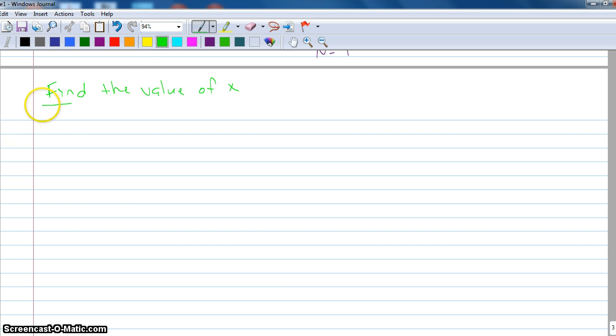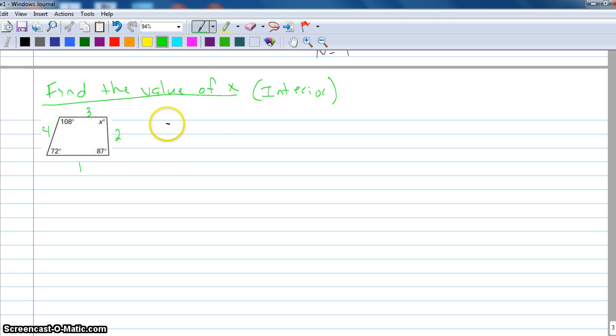There'll be 2 examples. Find the value of x when they're interior. There we go, there's the picture. Well, let's see. All of these angles are inside, so interior. There's 1, 2, 3, 4 sides.